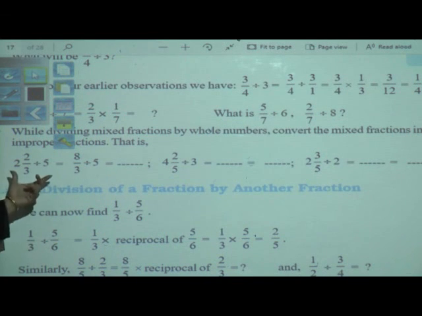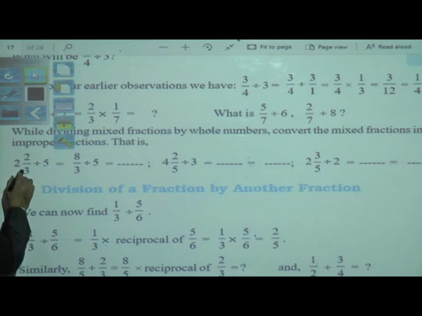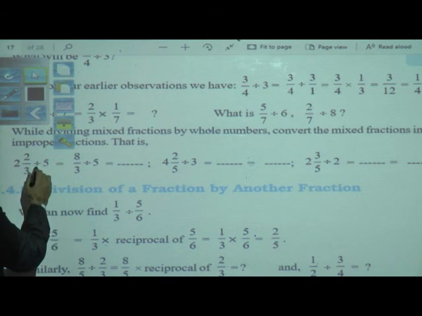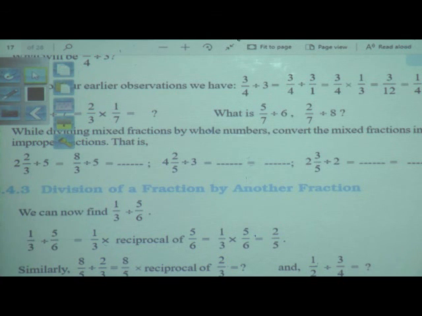Here we are having some more examples. Yes, here we are having a mixed fraction divided by a whole number. What is the mixed fraction here? 2 whole 2 upon 3, means what? We have to multiply this. 3 2s are 6 plus 2 is 8. 8 upon 3 divided by 5.